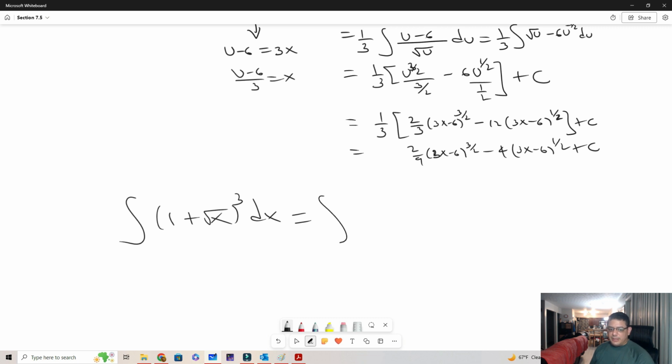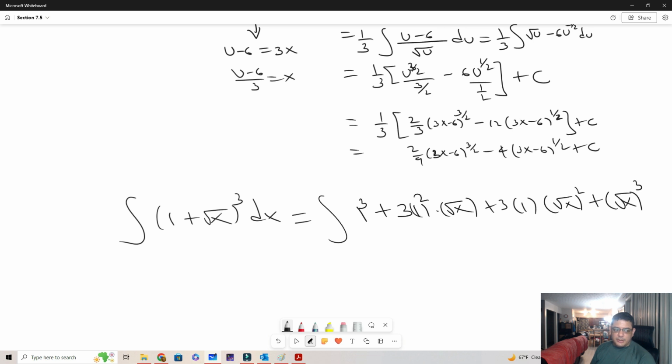So the easiest thing that I can do is, well, this is a binomial cube, so it's the first one cubed, plus 3 times the first one squared times the second, plus 3 times the first one times the second squared, plus the second one cubed. This is the binomial cube broken apart. So this will be 1 plus 3 square root of x plus 3x plus x to the 3 halves.